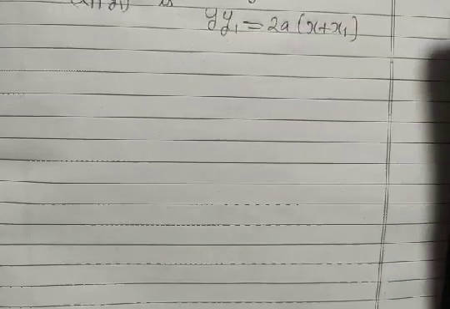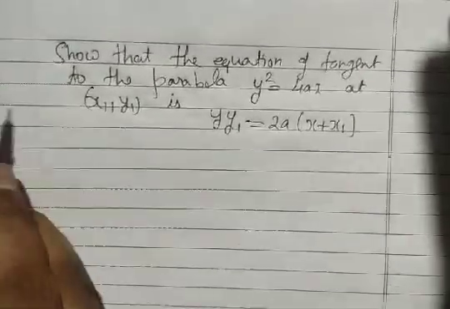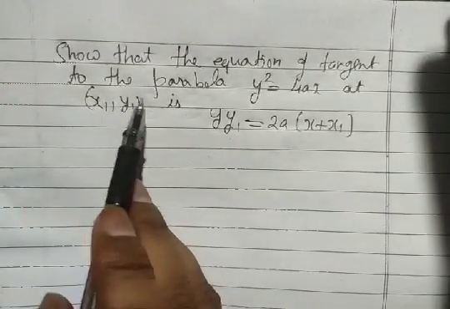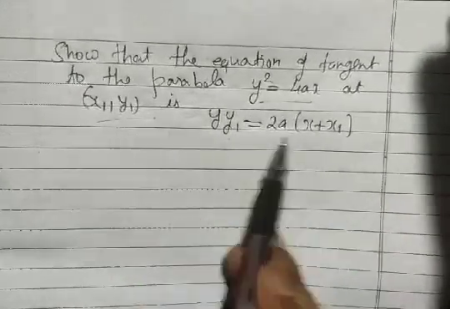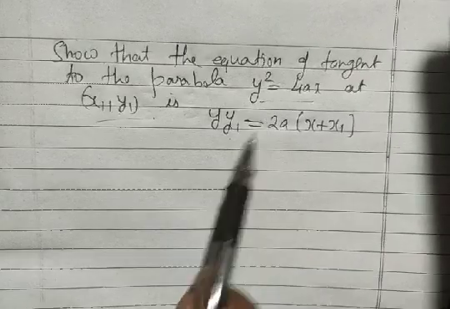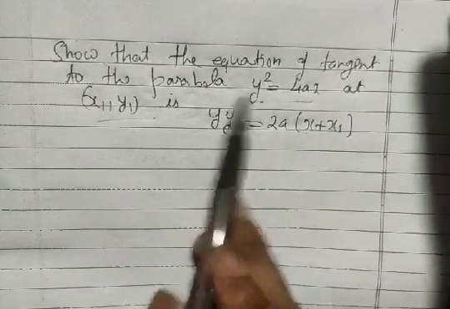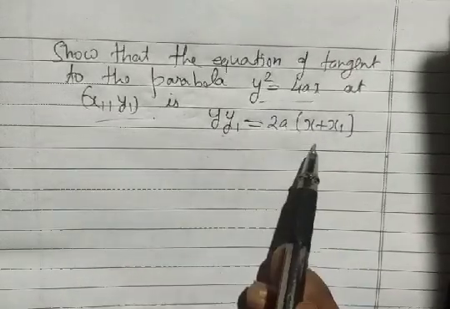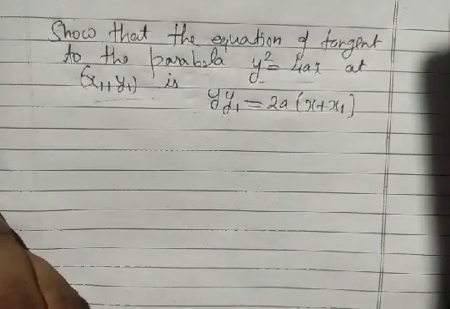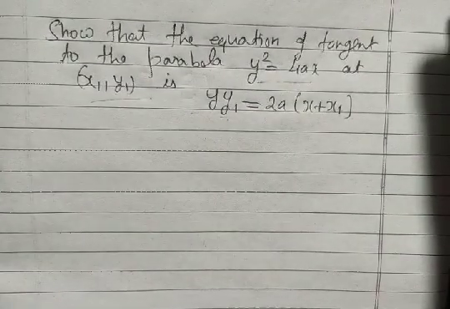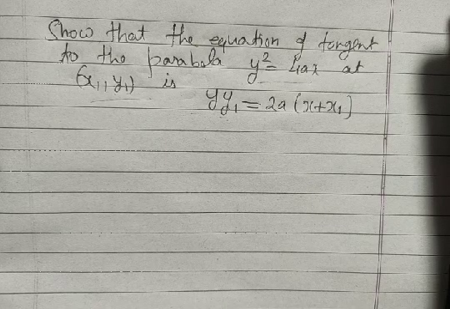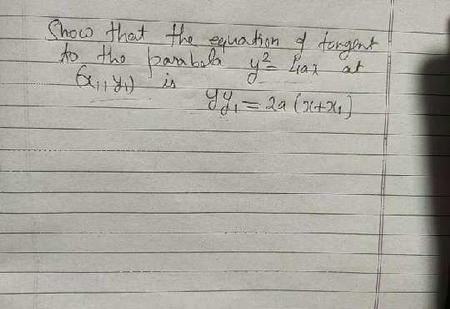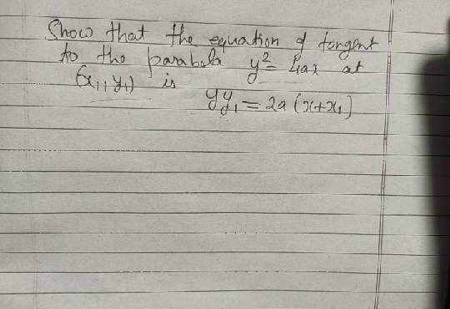Now we move on to another problem. We have to show that the equation of tangent to the parabola y square equal to 4x at x1, y1 is y y1 equal to 2(x plus x1). Our rule is: first find dy/dx, then find the value of dy/dx at the given point x1, y1. Then we use our formula to get the equation of tangent.